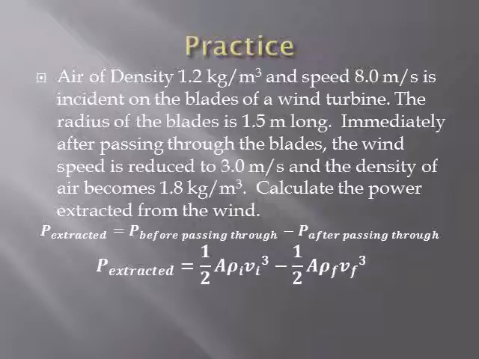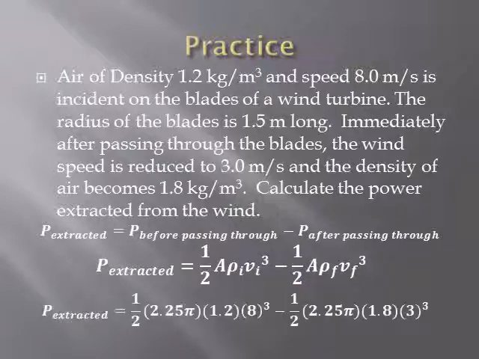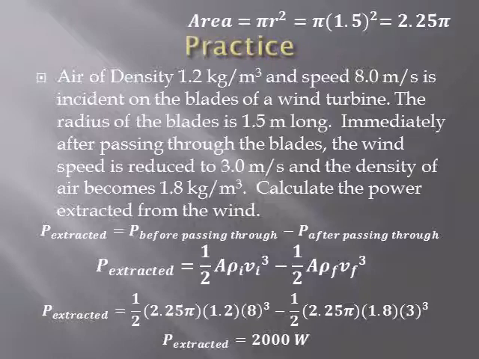So we're going to use the equation twice. Power extracted is equal to 1/2 rho A v cubed for the initial values, minus the same thing with the final values. We plug in our numbers, because all the information is there, keeping in mind that the area is the area of the circle swept out by the blades. The radius is 1.5, so we do pi r squared, where 2.25 is 1.5 squared. Then we put all the information in, and we calculate about 2,000 watts as the power we have extracted from that wind. Oh, and there's my area equation.